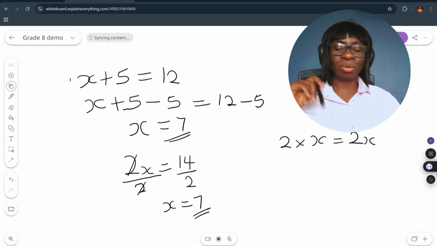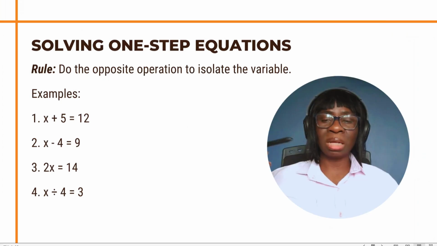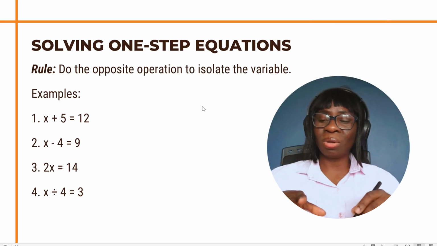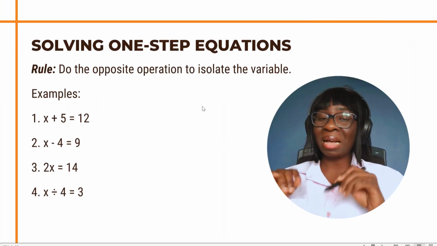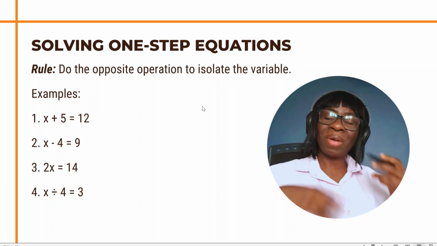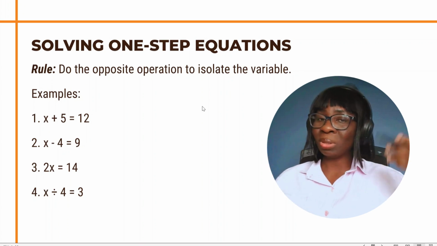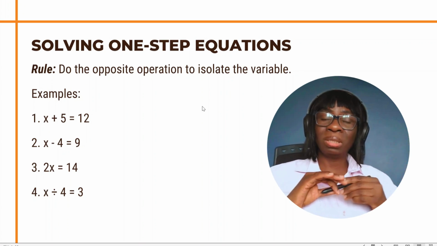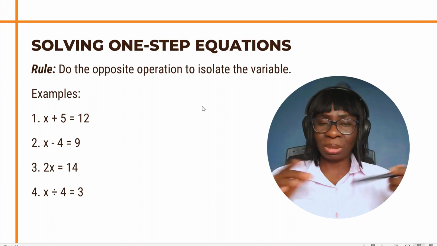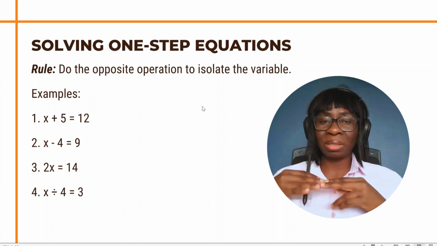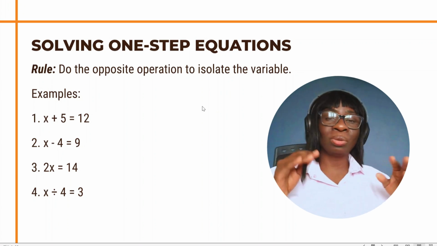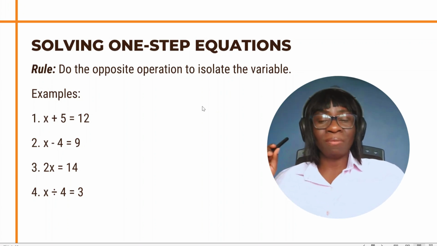So that is how to solve simple one-step equations. Now for the last one, we have x divided by 4 equals 3. If x divided by 4 equals 3, what is the opposite operation for divide? That's multiply, correct. So you just multiply both sides by 4, so that x will be equal to 3 times 4, and that will give 12.